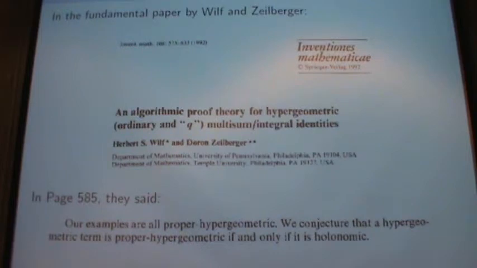Now we know how to verify properness, but theoretically there is no algorithm to verify holonomicity. So if this conjecture is true, we can claim that we have an algorithm to decide whether a given function is holonomic or not. This is the main motivation why we want to prove this conjecture.